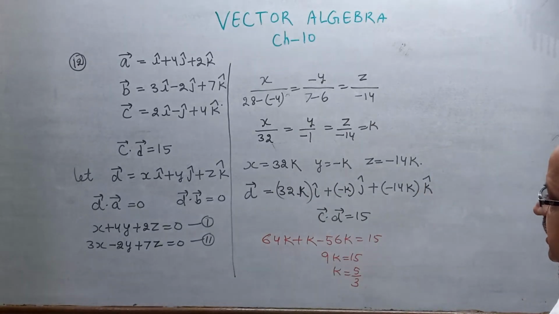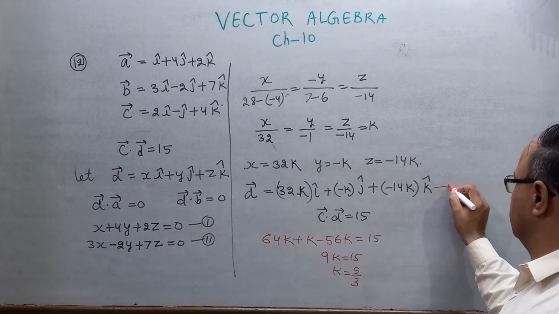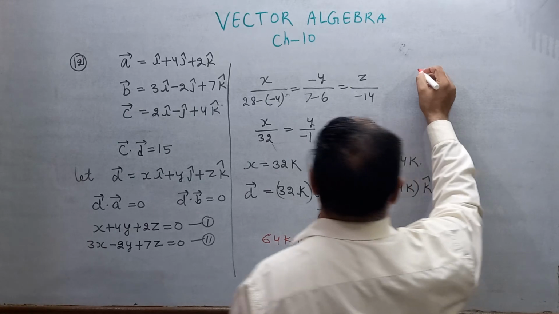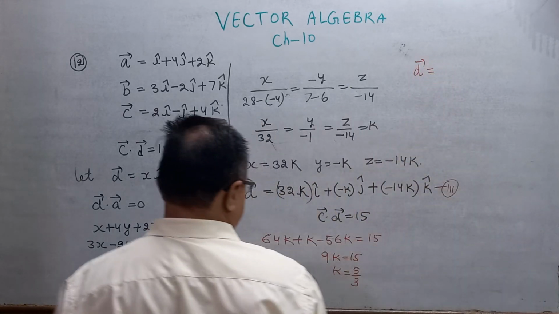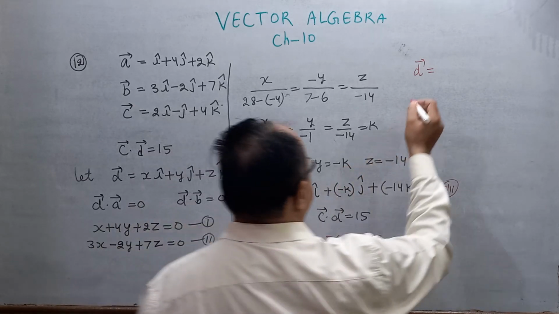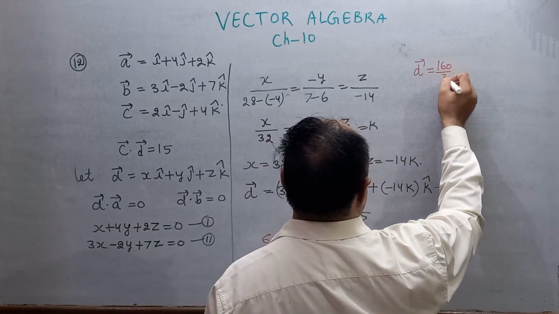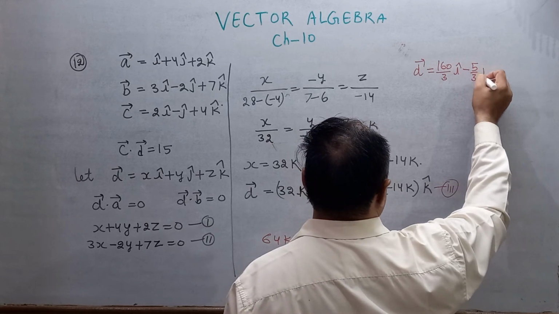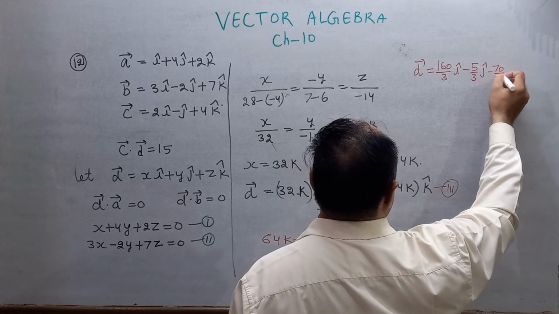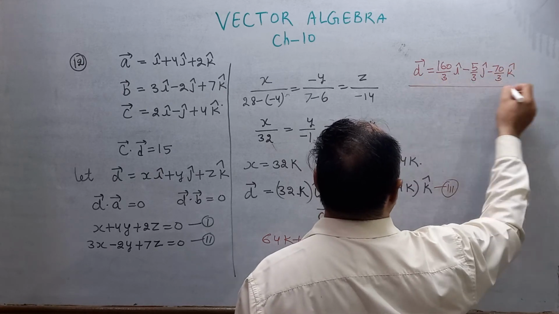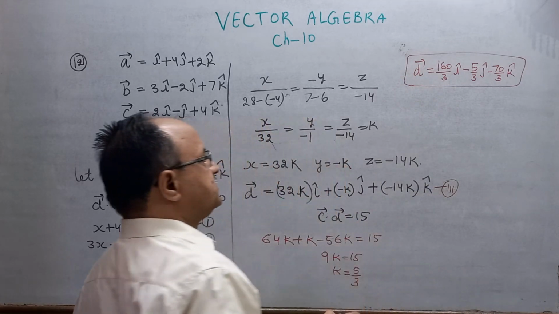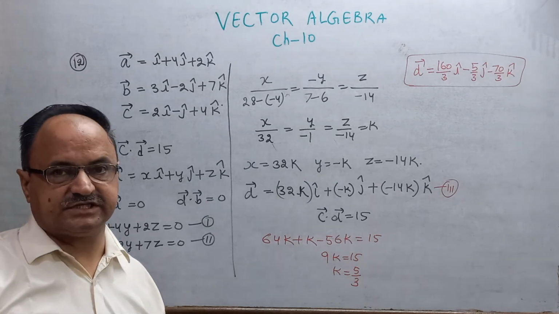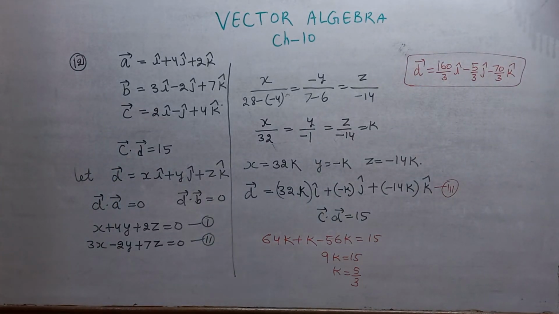Put the value of k in equation number 3. Therefore, vector D is equal to, when you put here 5 by 3, 32 times 5, 160 by 3 i cap minus 5 by 3 j cap minus 17 by 3 k cap. This is the answer of question number 12, miscellaneous exercise. Clear? Check again.